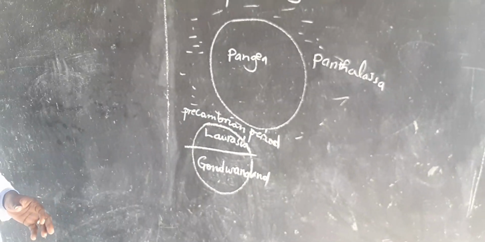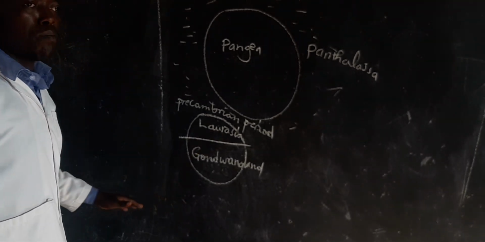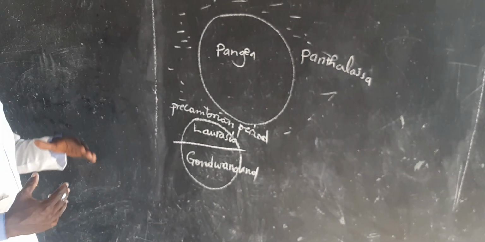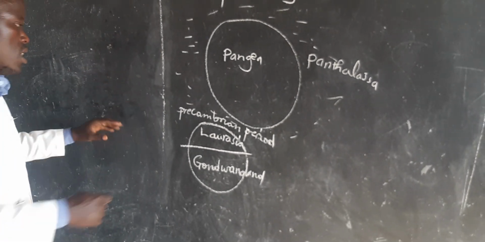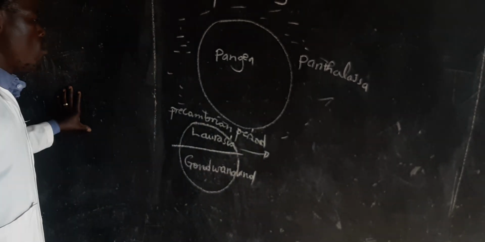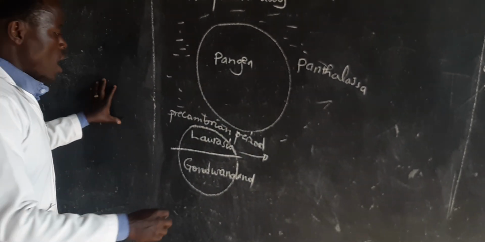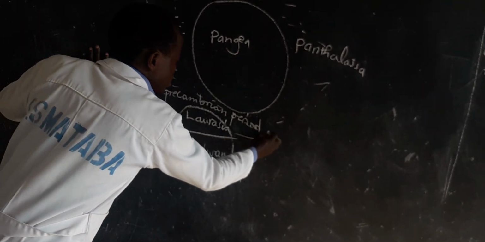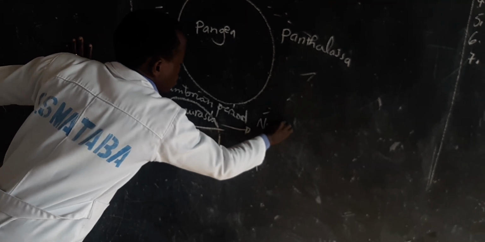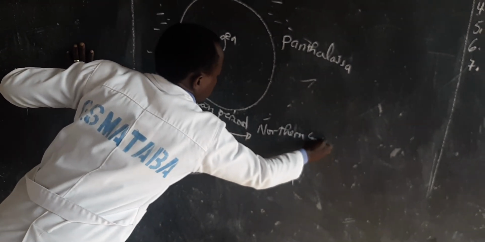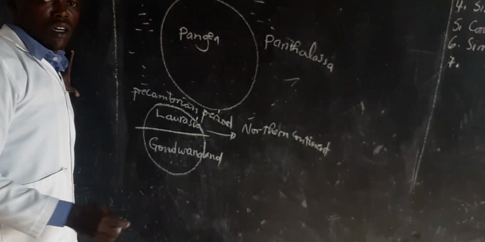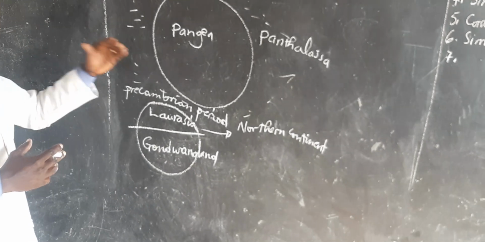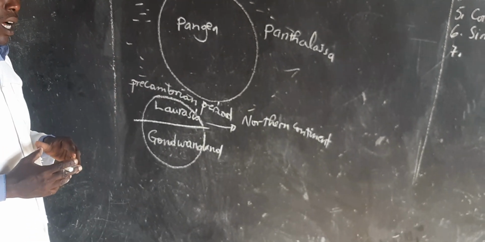Later, during the Cenozoic period, the Laurasian part was also broken into different parts, and those parts formed the northern continents. So this Laurasia was broken into different parts, and those parts drifted away or moved away from each other, which led to the formation of the northern continents. When we talk of northern continents, we are talking about the continent of Europe, the continent of Asia, and even the continent of North America.